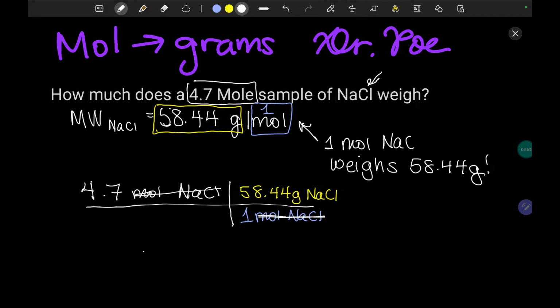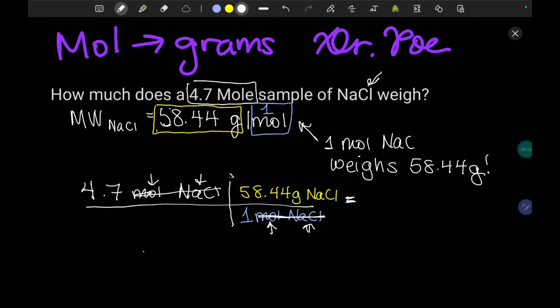An important point is that this unit is 2 parts, moles and the formula, and it can only cancel with the same thing. Moles of NaCl wouldn't cancel with grams of NaCl. It also wouldn't cancel with moles of any other formula. Now we can just do the math. We're going to take 4.7 times 58.44, and you can divide it by 1 if you'd like to, but you don't have to, because anything divided by 1 is just itself.